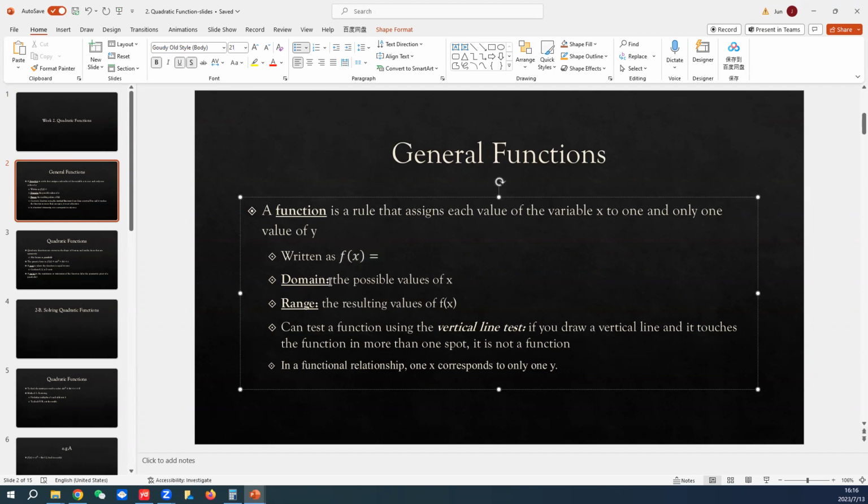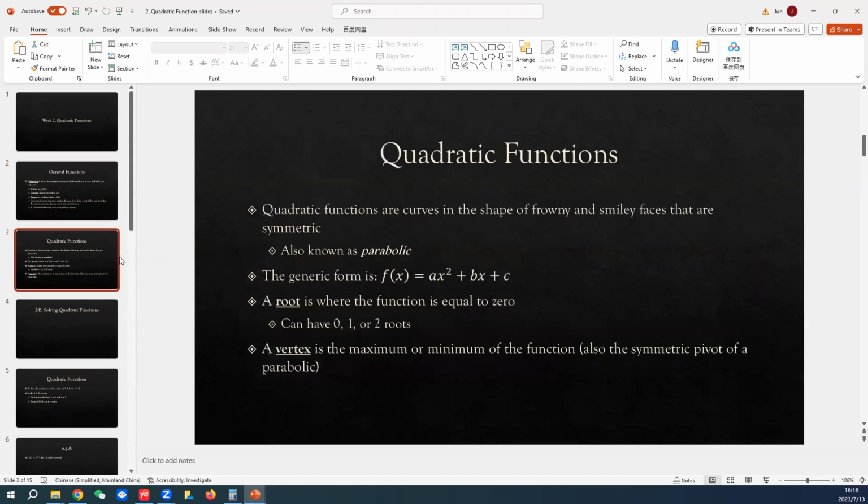So here are two jargons. One is the domain, which is the possible value of x, and correspondingly, we will have a possible range of values for y, and we call that the range. And now let's look at quadratic forms or quadratic functions.